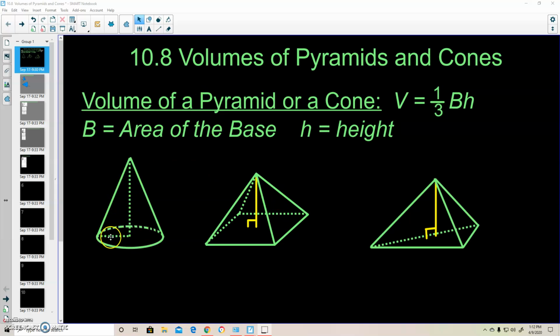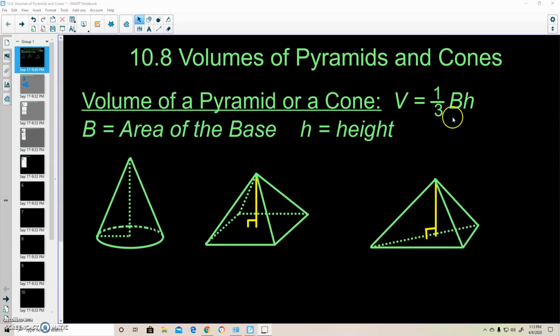The first is a cone. It has a base that's a circle. And the height, this height you see, is a perpendicular height, so you'll see that most of the time with a little right angle sign there. This is a rectangular pyramid. We call it by its base. Okay, the base is a rectangle, so it's a rectangular pyramid. And here we have a triangular pyramid.